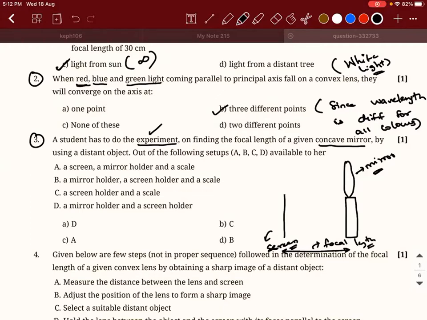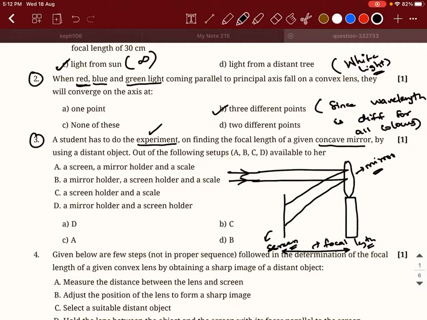Okay. So out of the following steps available to her, on finding the focal length of concave mirror by using a distant object. Okay. So the distant object is being focused. See, have you ever done this? Was this demonstrated in your school? So generally, if you look at a distant object, the rays will come and fall on the mirror and they get reflected in such a way that they fall on the screen itself. So out of all the options available, which one is correct?